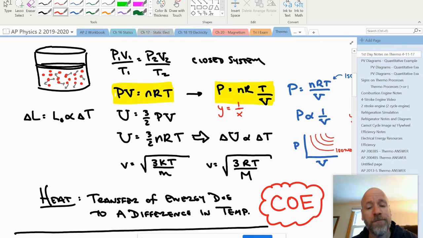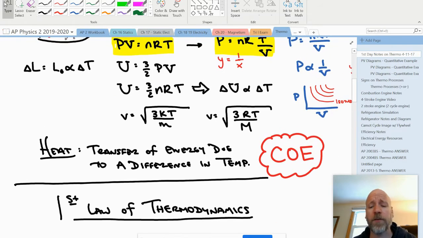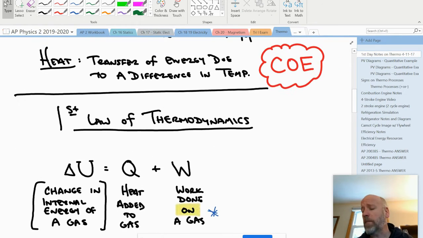So, you ready? Write this down. The first law of thermodynamics. Then give yourself a drum roll. There it is. ΔU is equal to Q plus W, where ΔU stands for the change in internal energy of the gas, Q is the heat added to the gas, and W is the work done on the gas. Okay? Work done on the gas.